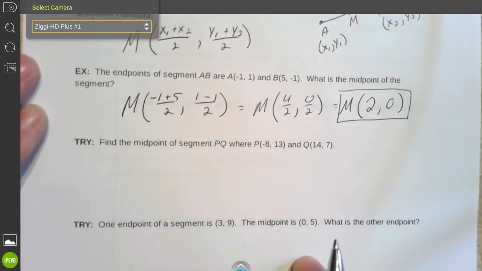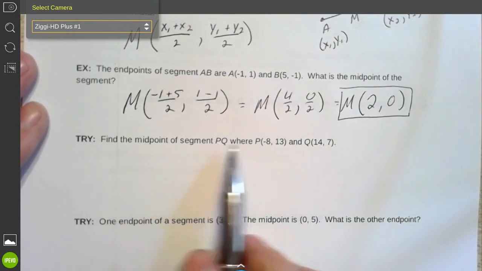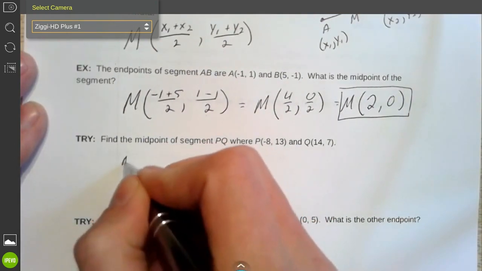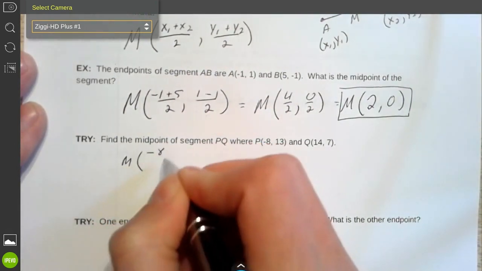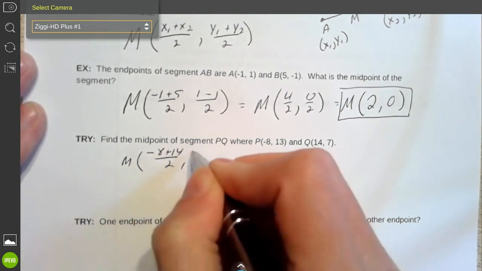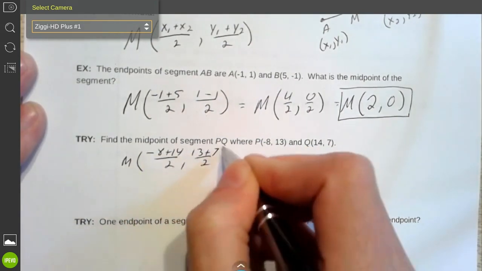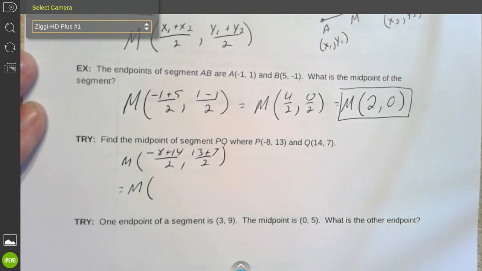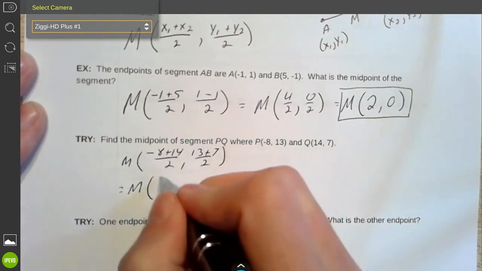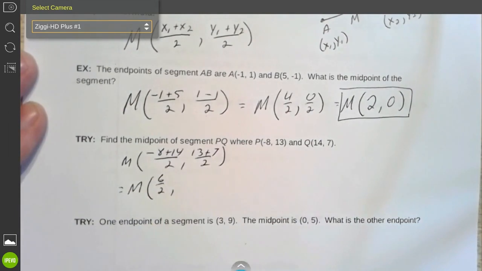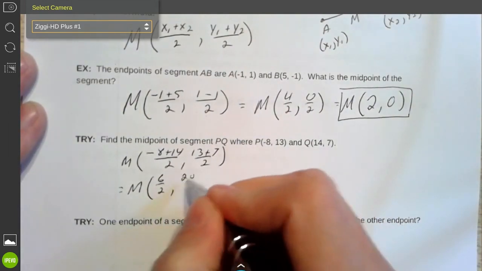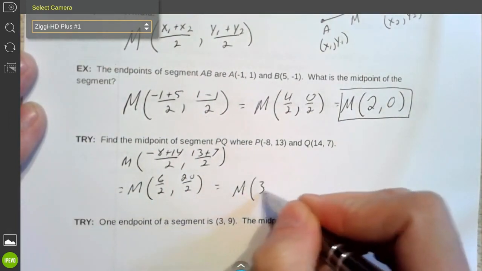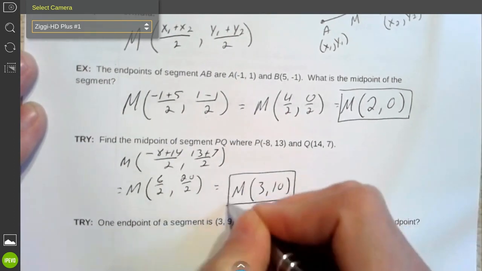So give it a shot yourself. Find the midpoint of segment PQ, and here are your coordinates. Go. So again, hopefully you said my midpoint, I'll do negative 8 plus 14 over 2 and 13 plus 7 over 2. So that's going to give me negative 8 plus 14 is 6 over 2. I don't know why I had to use my calculator for that. Sometimes my brain goes dead. 20 over 2. Always simplify. So my midpoint is (3, 10). And there you go. Simple as that.